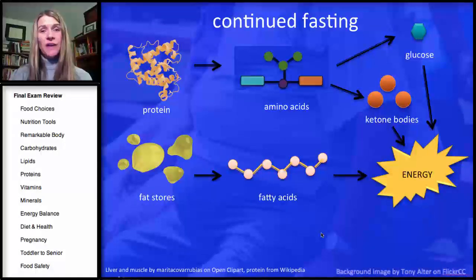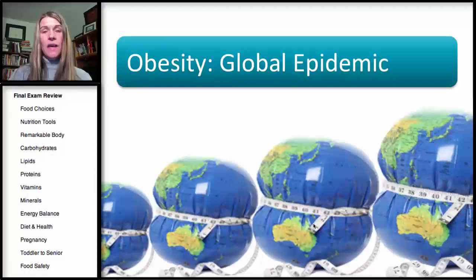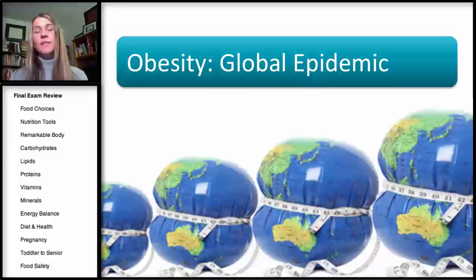Now if you continue fasting, you end up breaking down your proteins. You end up taking those amino acids, you end up losing that nitrogen, you make ketone bodies, you make glucose, and that gives energy. You continue to use those fat stores as well. So the ketone bodies, generally they say it takes about 10 days to really get these to help supply the body with energy. And lastly, I just want to emphasize that obesity is now a global epidemic.